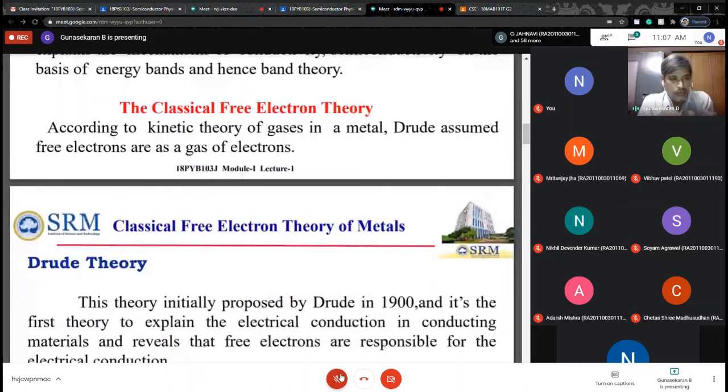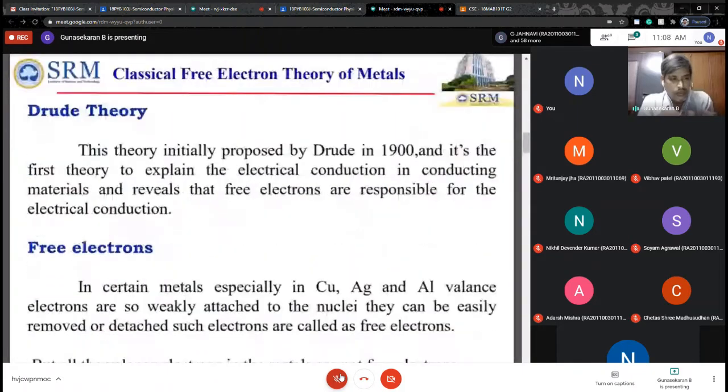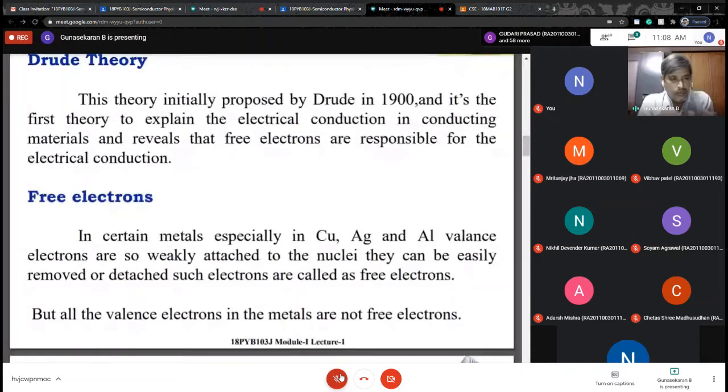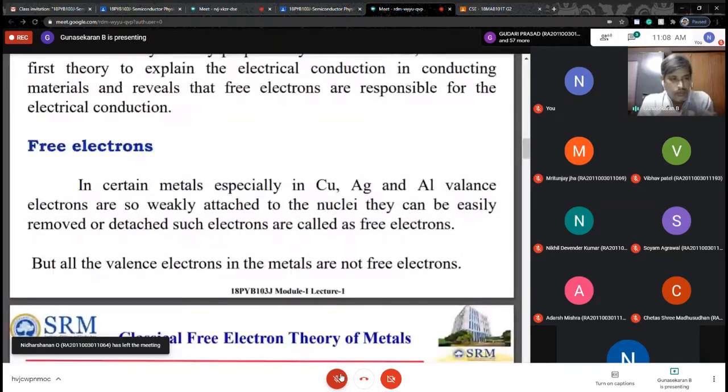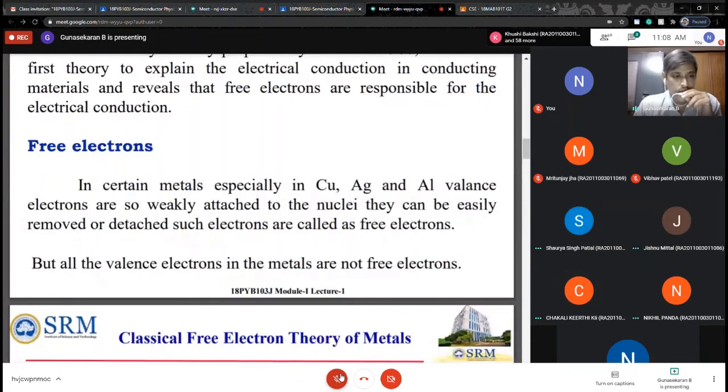Now, according to this, consider certain metals, for example copper, silver, and aluminum. Copper is a very good conductor, and nowadays aluminum is also used, replacing copper in almost all cases. What is the atomic number of copper? 29. Silver, Ag? 47. Aluminium? 13.